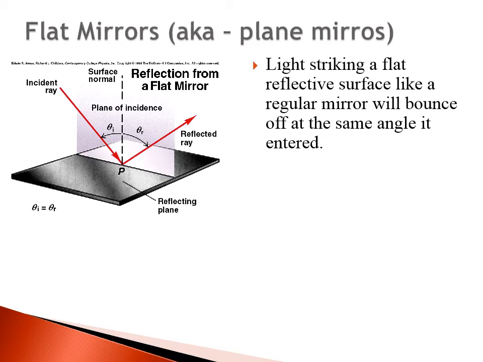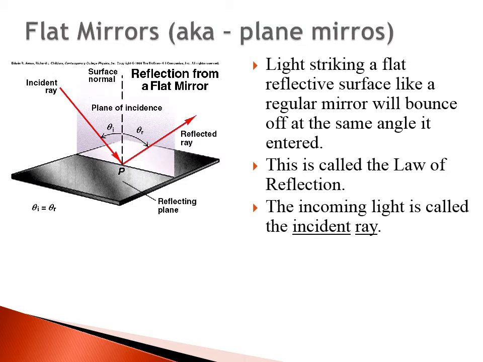Light striking a flat reflective surface, like a regular mirror, will bounce off at the same angle it entered. This is called the law of reflection. So if it comes in at 20 degrees, it'll reflect at 20 degrees.